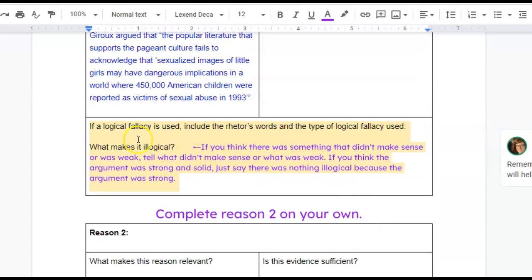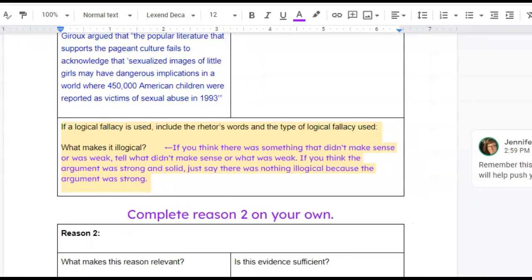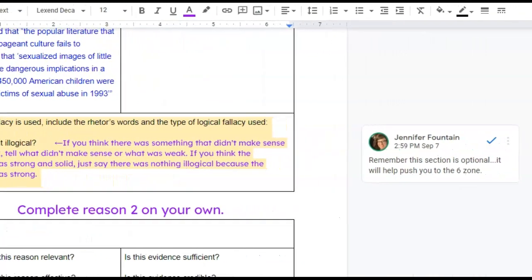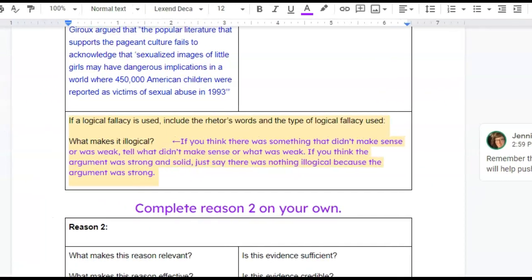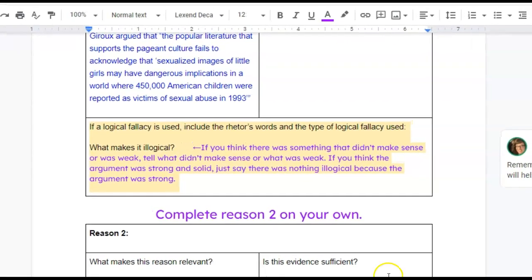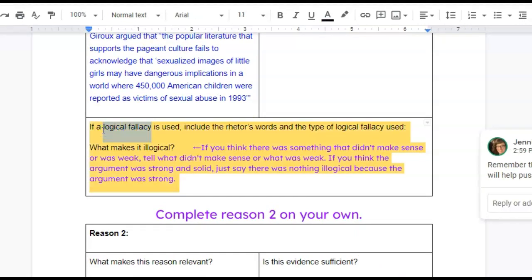One thing to note, we have this section about logical fallacies or the information being illogical. This information comes from our additional focus area of logic. If you have gotten to that focus area, that can help you with this section. We're working on this information being optional, and it will help push you to the 6th zone on your score. Even if you're not sure about logical fallacies, there's a resource in the platform that can help you, and the additional focus area can help you.